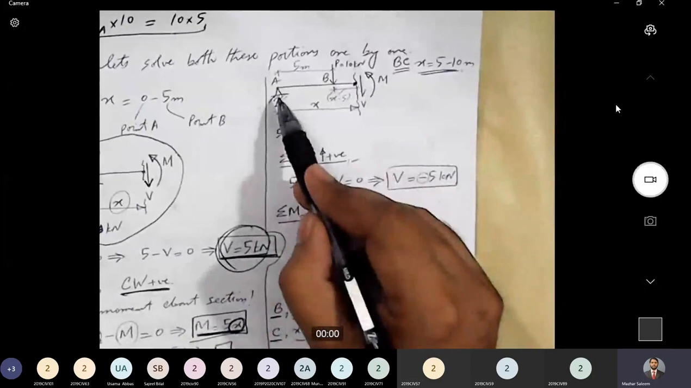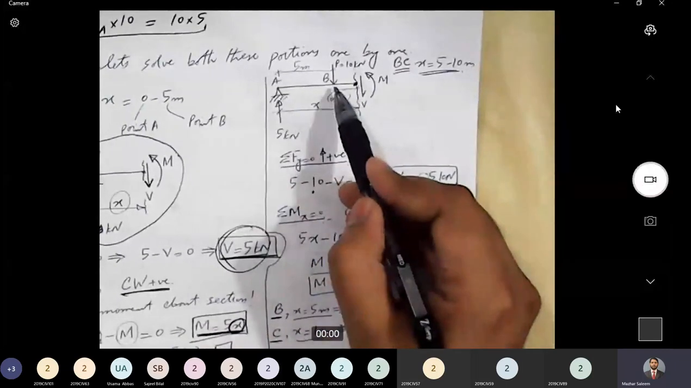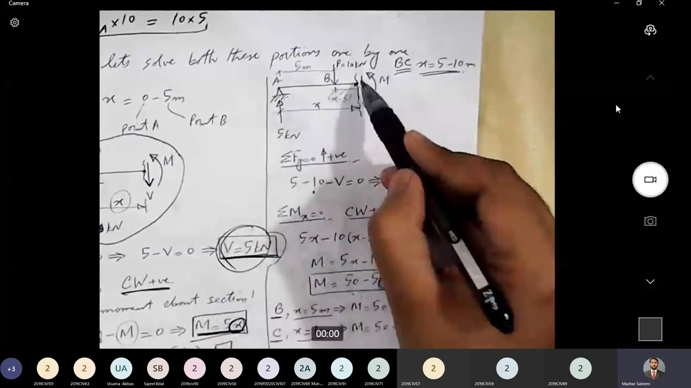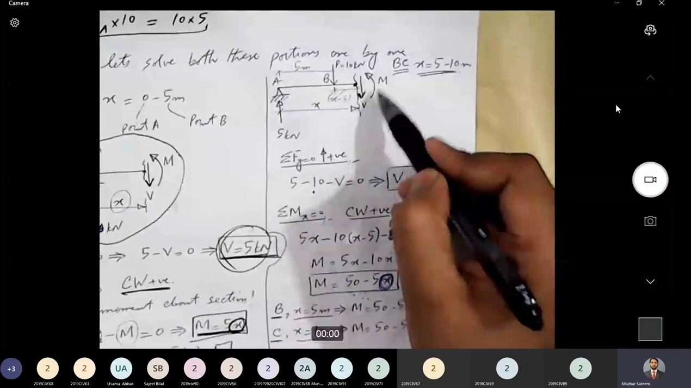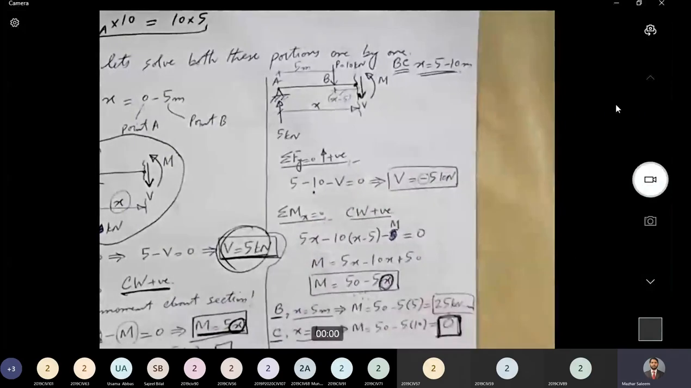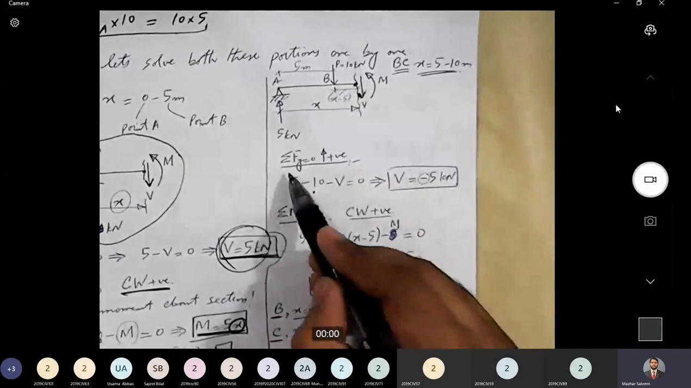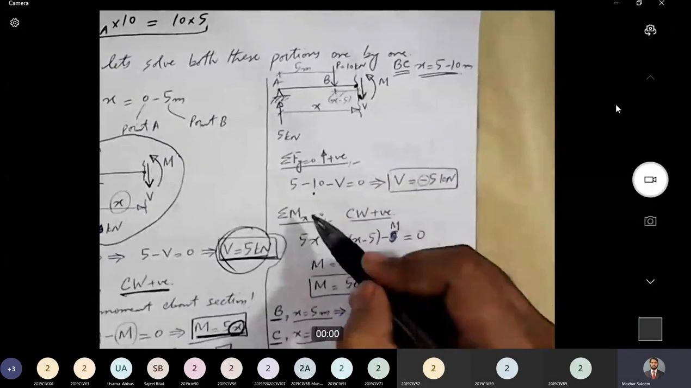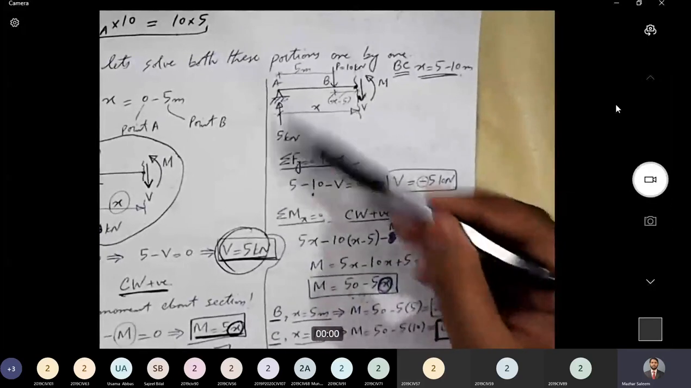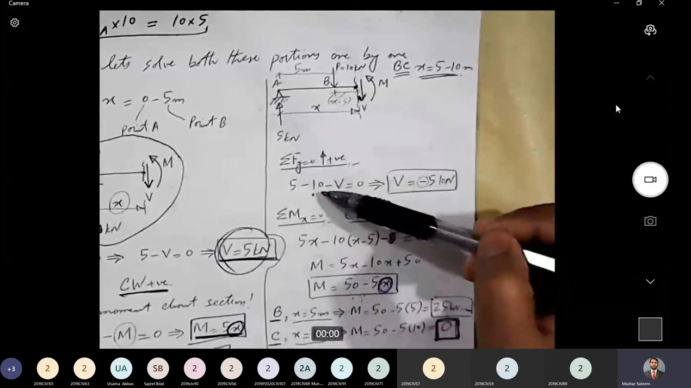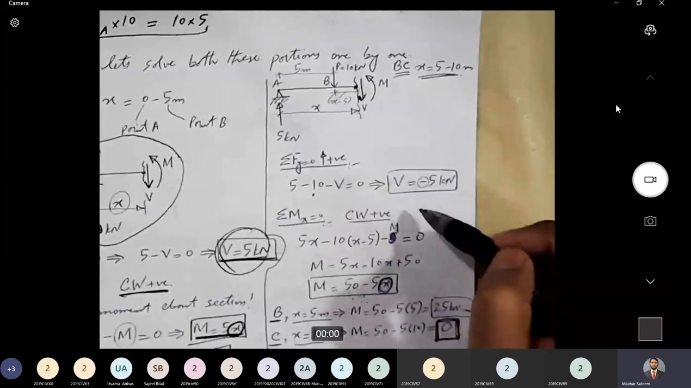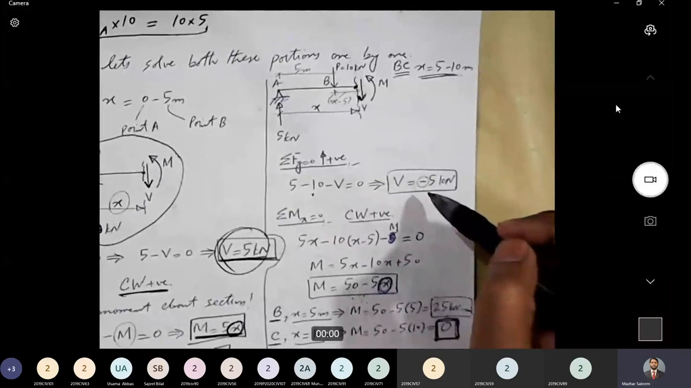5 kilonewton force acting in the upward direction, 10 kilonewton force acting in downward direction. Location of section is X, and these are the internal forces, shear V and moment in counterclockwise direction. X ranges from 5 to 10 meters. Sigma Fy equal to 0. If we apply this equation, we get 5 kilonewton acting in the upward direction, 10 kilonewton acting in downward direction, and V is acting in downward direction. If we rearrange this, we get V equal to 5 kilonewton with a negative sign.